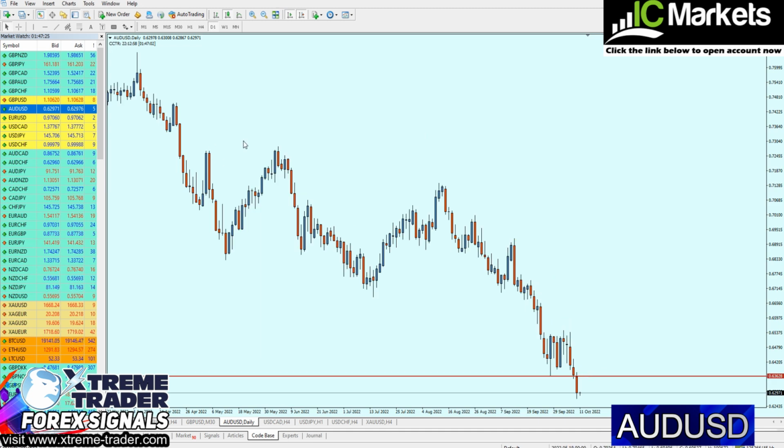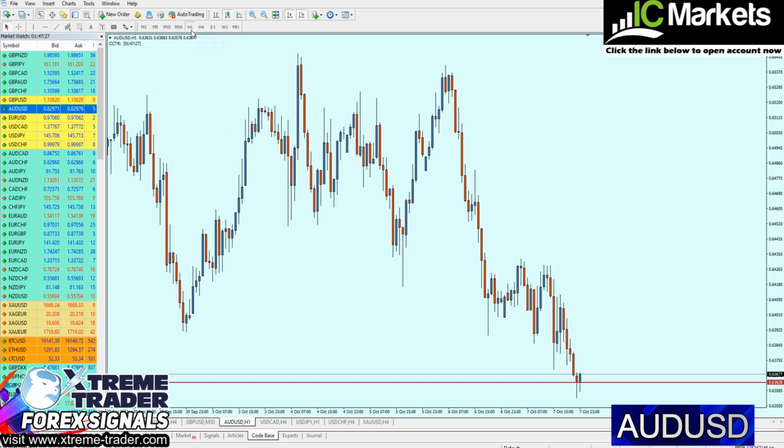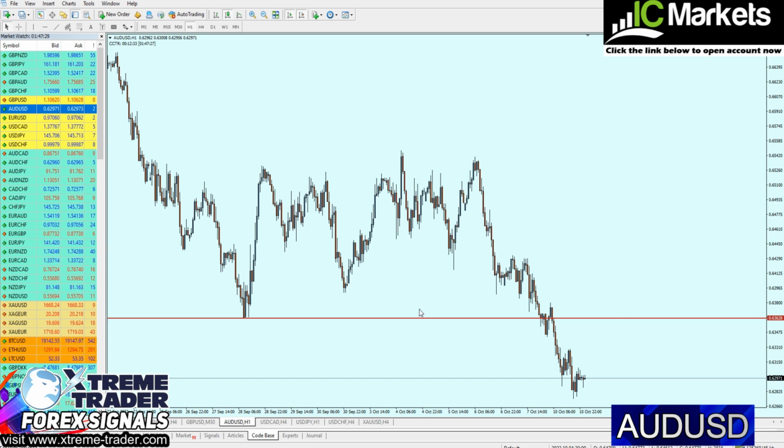We need to go to the smaller time frame. Let's go to the 1-hour time frame. Now, of course, my friends, let me just tell you something. On the 1-hour time frame, we can see in more detail right now. What we did on the bigger time frame was simply identifying the direction. Now on the smaller time frame, we will identify our entries.